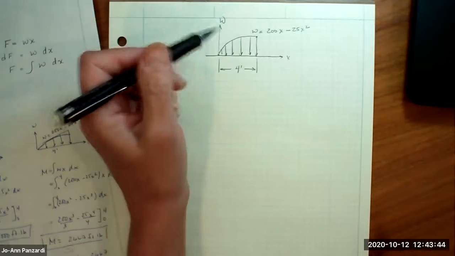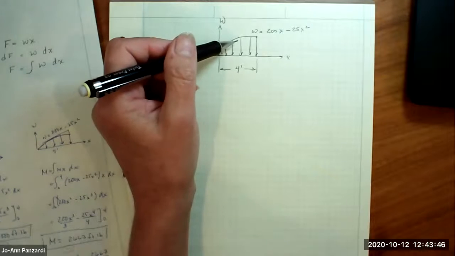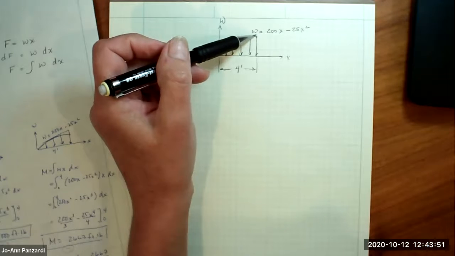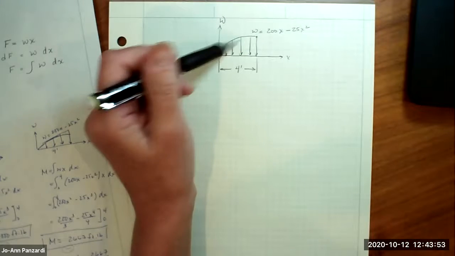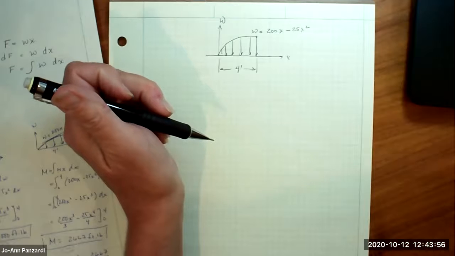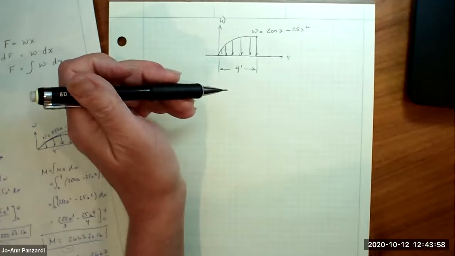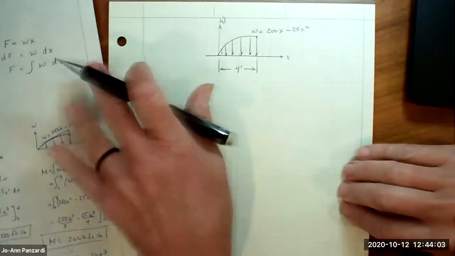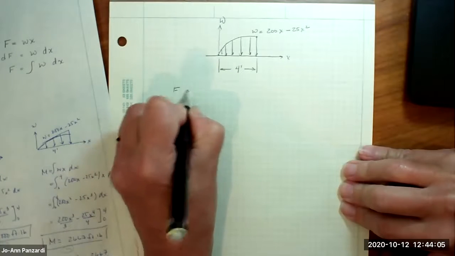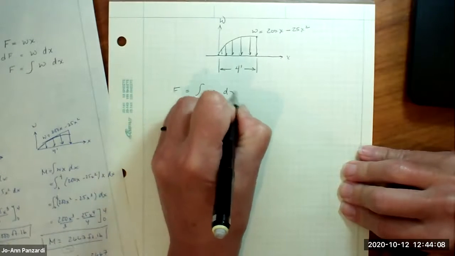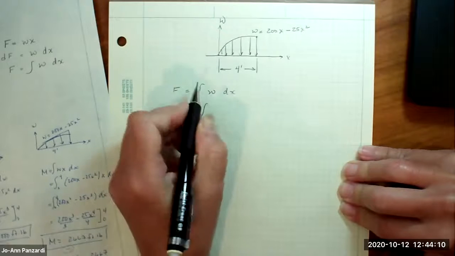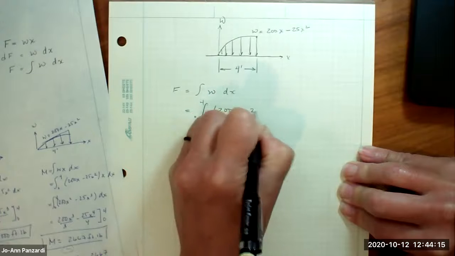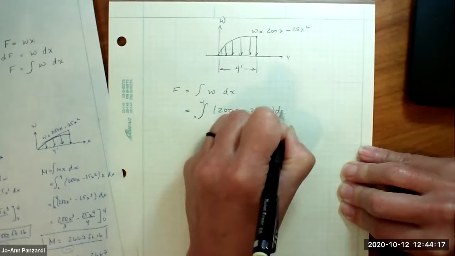Okay, so now I have a distributed load of a certain shape, and I'm given the equation of that shape. It's 200x minus 25x squared. In this case, I don't know where the centroid of this is. Maybe I'd be able to figure it out in some capacity, but in this particular case, I'm just going to do it all by integration. So the first thing that we know is the force is equal to the integral of W dx. So the integral goes from 0 to 4, and W is 200x minus 25x squared dx.